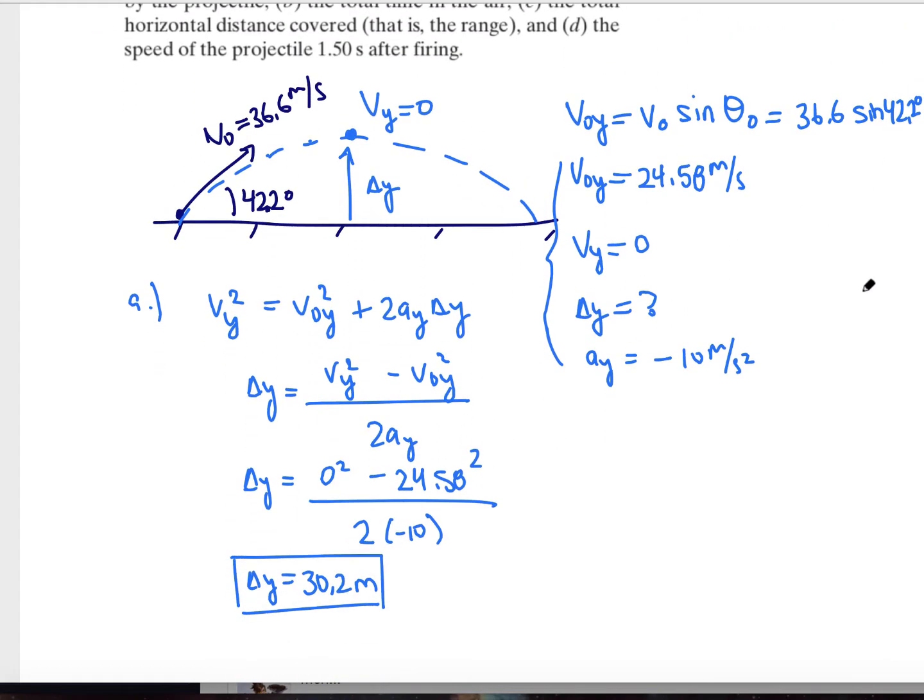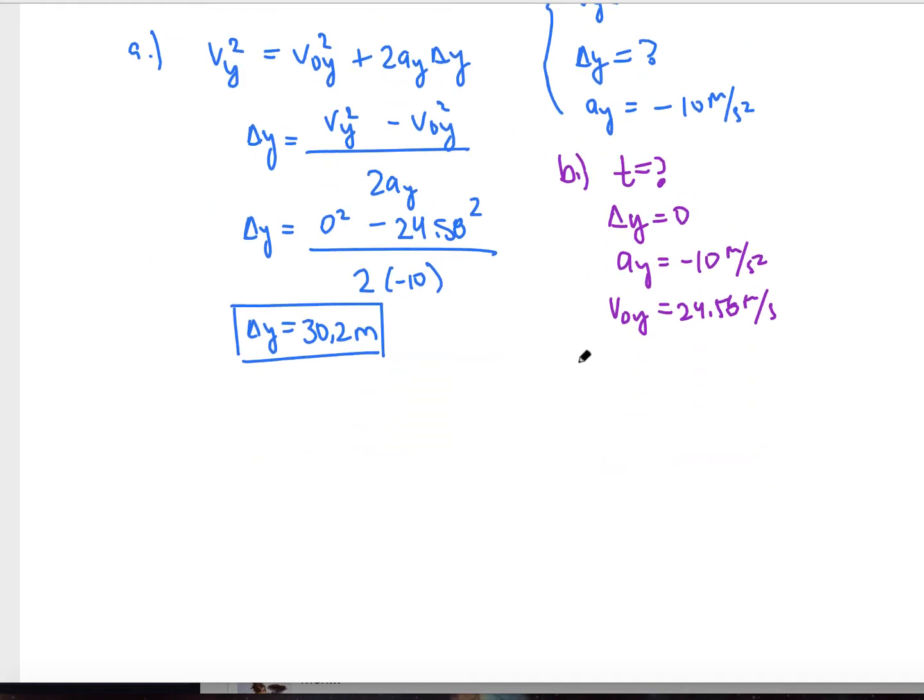So part B asks me for the total time in the air. For the total time in the air, I want to go from this starting position to this ending position. And remember, time depends on the y, or the vertical motion, of my object. So from the beginning to the end, my delta y is 0, because I start and end at the same height. My acceleration is still negative 10, and my initial velocity is still 24.58.